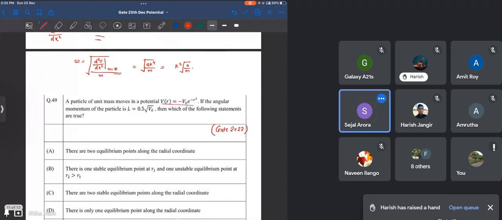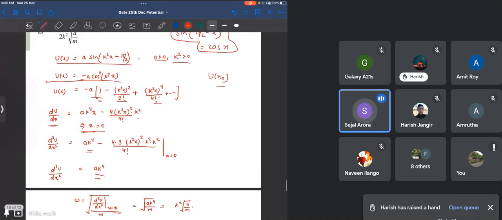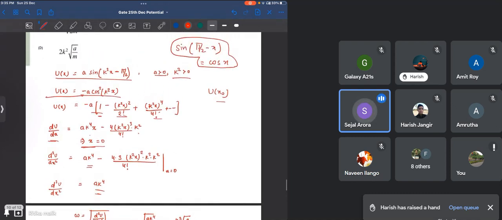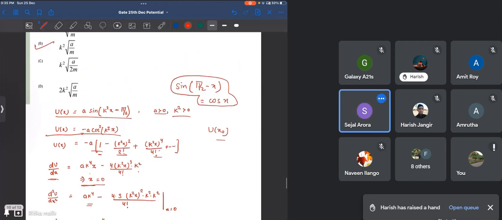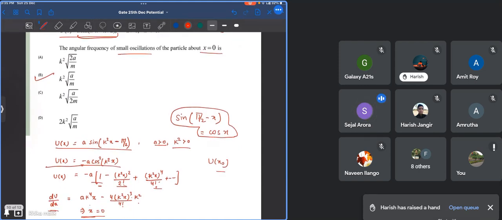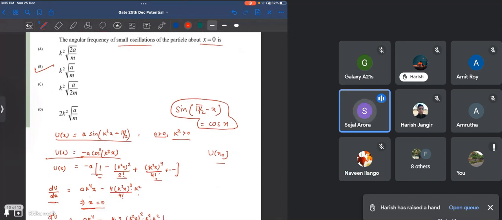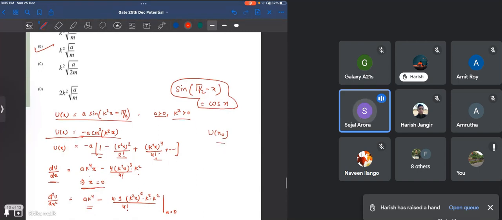Excuse me, Miss. In the previous question, we were asked to find the same solution for x equal to a instead of x equal to 0. Then would we need to rewrite the potential in terms of x minus a? I mean, the potential which is given is sine k squared (x minus pi by 2). Would we need to rewrite the potential in terms of sine k squared (x minus a)? So plus minus a, would we be required to do something like that?